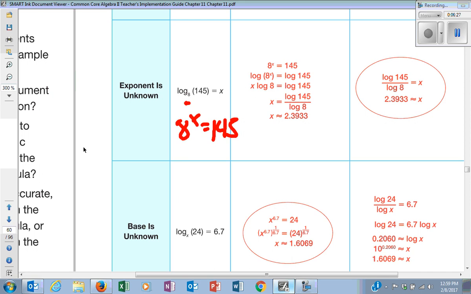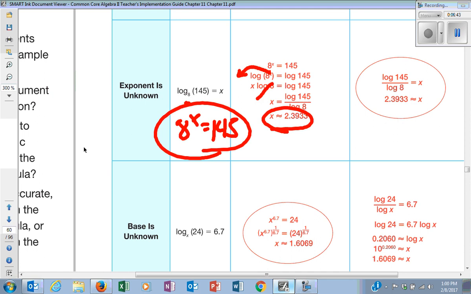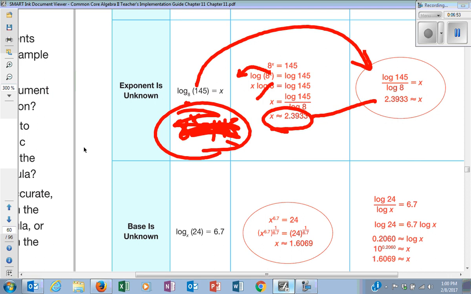I can, again, log both sides. That pulls the x to the front, and then they divide by log 8 on both sides. That cancels this out, makes it that. Do it in my calculator, and I get this. Or right away, you can use your change of base formula, from here, boom, you can put that right in the calculator. And again, you get similar answers.